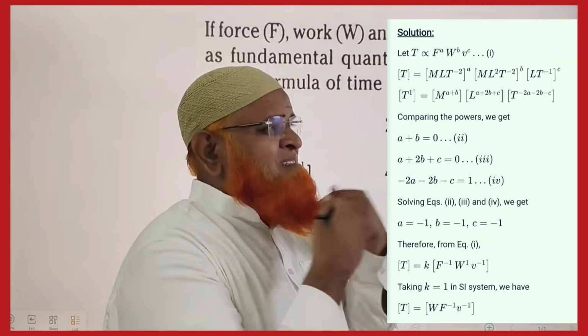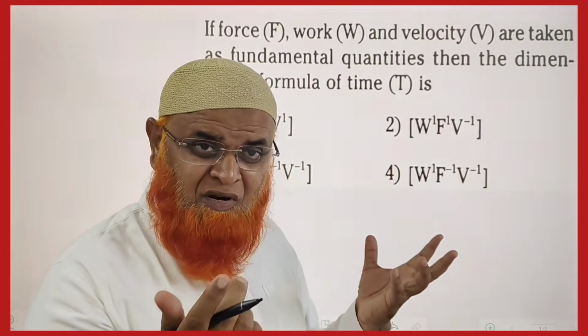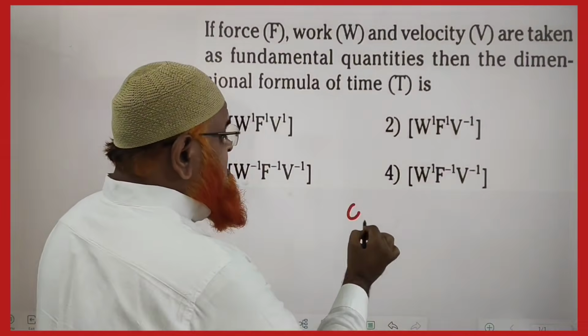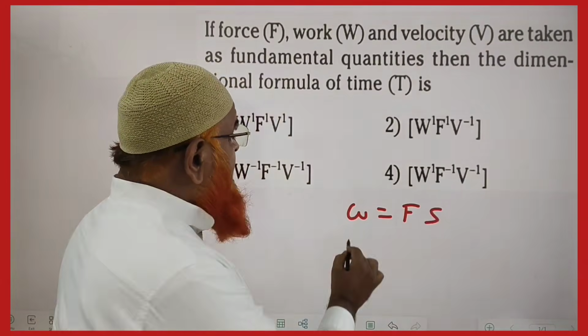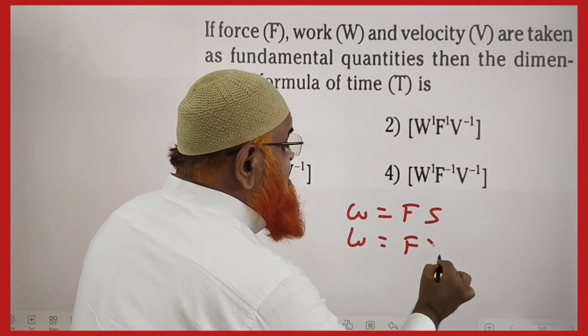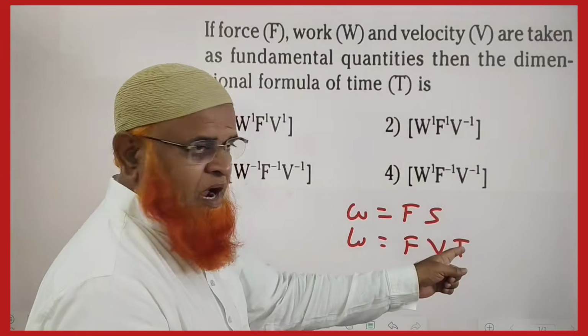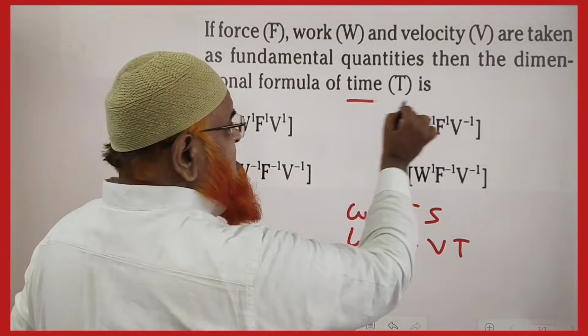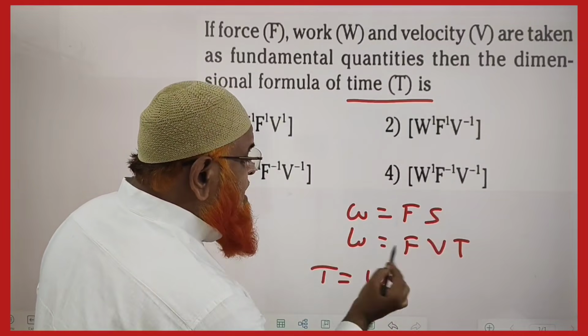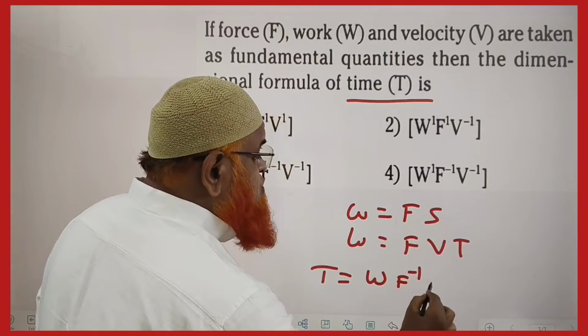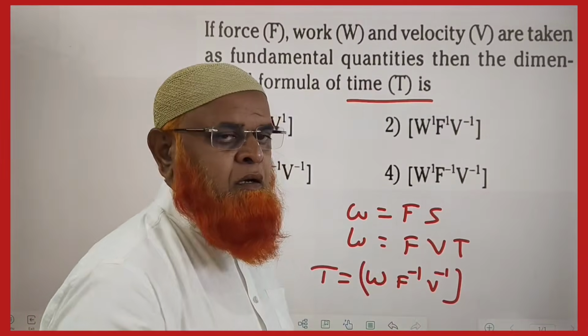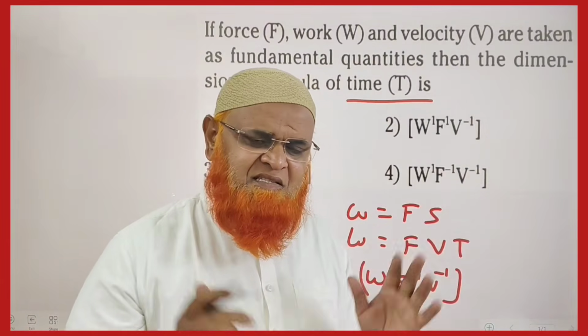This much lengthy solution is not necessary. I've got a simple shortcut here. What is that? Work done is equal to force into displacement, and displacement is nothing but velocity into time. And you have to find out the dimensions of time here. That's it. So dimensions of time is nothing but work, force goes to this side, becomes F^-1, V^-1. That's it. So simple it is.